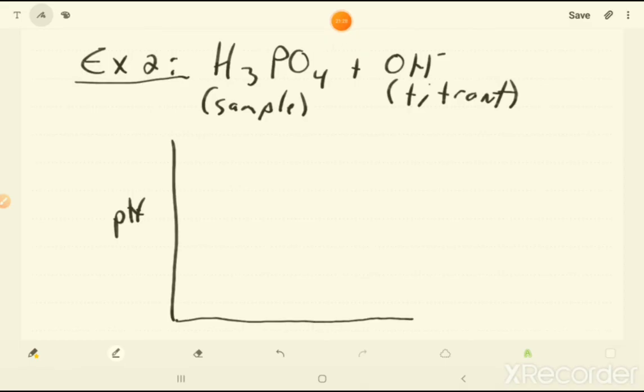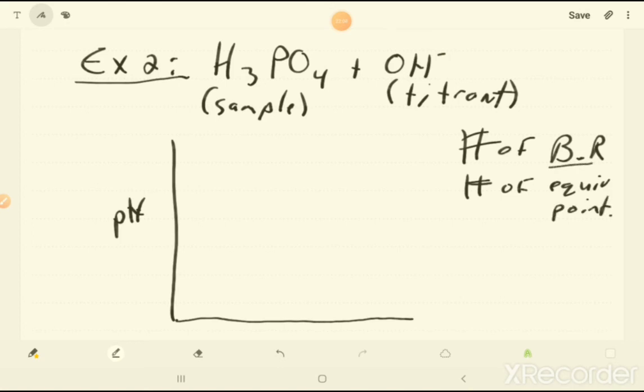Now what I want you to do is pause this video and try this one on your own. Phosphoric acid, or H3PO4, as the sample, so I should see this graph starting at a lower pH, is titrated with hydroxide ions as the titrate. Pause this video and try this out yourself and see if you can identify the number of buffer regions as well as the number of equivalence points. And I want you to identify what the buffer systems are at each buffer region.